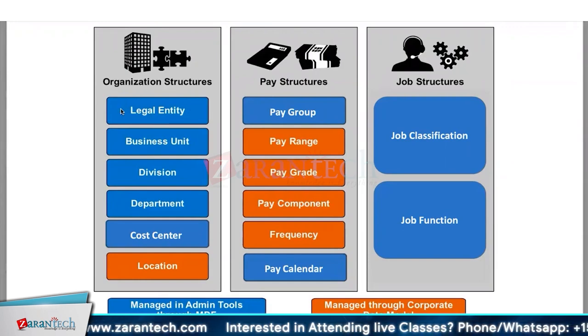In org structure, you have things called legal entities. It starts with legal entity, where a legal entity is nothing but a company. So if you are implementing for Coca-Cola, Coca-Cola India is one legal entity. Coca-Cola US, Coca-Cola Australia, all these are the respective legal entities. So if you are implementing for a multinational organization, you will have multiple legal entities.